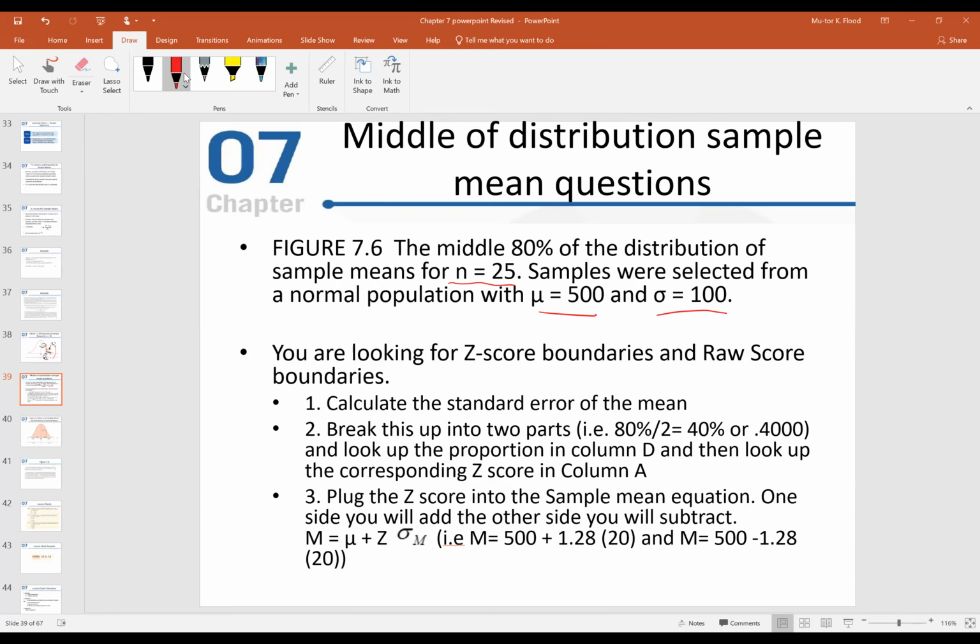Then you're going to plug the z-score into the sample mean equation. This is the sample mean equation: the mean equals the population mean plus the z-score times the standard error of the mean. And what you get for this particular question is 500 plus 1.28 times 20. Well, that shouldn't be 20, that should be 100.